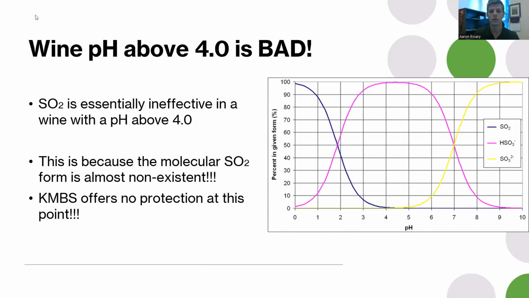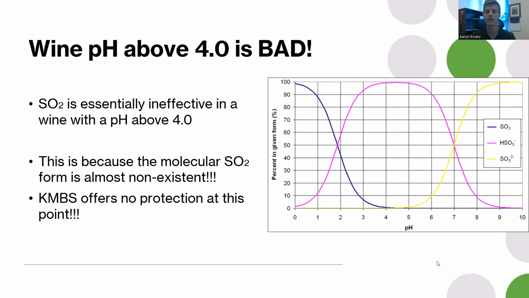Which brings me to a wine pH above 4.0 is bad. If you have a wine that has a pH of above 4.0, KMBS, SO2, free SO2 is essentially ineffective. Because again, look at our chart. If I have a pH of 4.0, I have almost 0 molecular SO2 available. Does that make sense? I hope so. So KMBS offers very little protection at a pH of above 4.0.